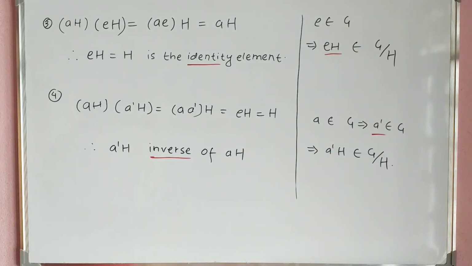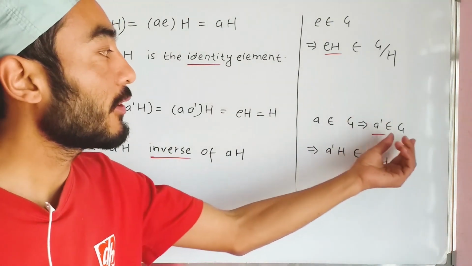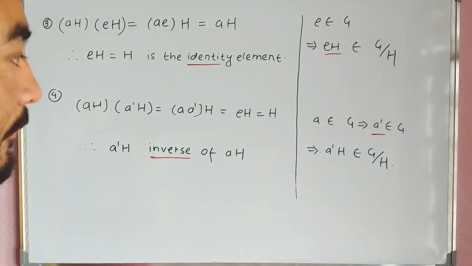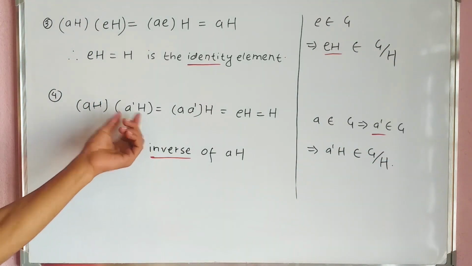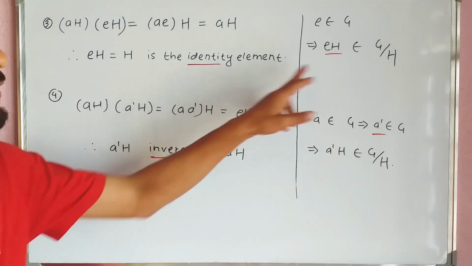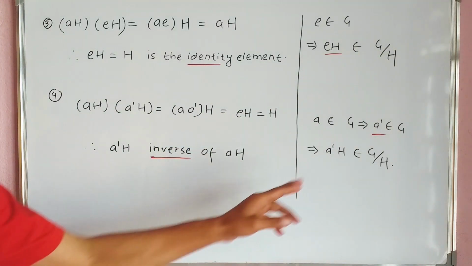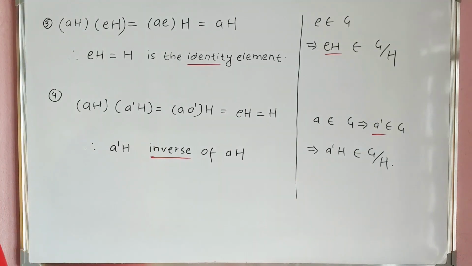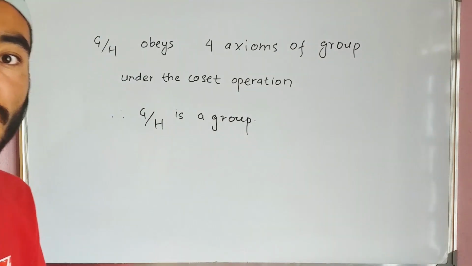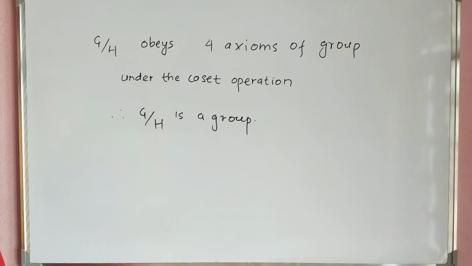Next, because G is a group, for any a belonging to G, its inverse a' belongs to G. So a'H belongs to G/H. Now aH times a'H gives us eH, which equals H, the identity element of G/H, and this shows that a'H is the inverse element of aH in G/H under the coset operation. So the set G/H satisfies all the 4 axioms of a group under the coset operation. Therefore the set G/H is a group under the coset operation, and the theorem is proved.